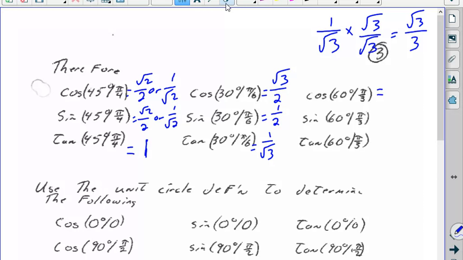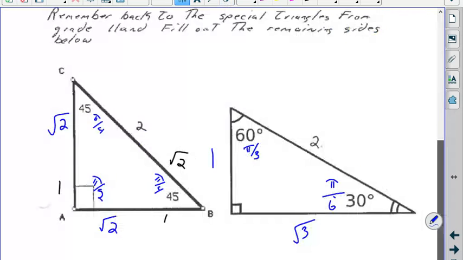Cosine of 60 degrees is 1/2. Sine of 60 degrees is square root 3 over 2. Tangent of 60 degrees is square root 3. Again, all I'm doing is going back to my special triangles and going opposite over hypotenuse, opposite over adjacent, or tangent, and so forth.